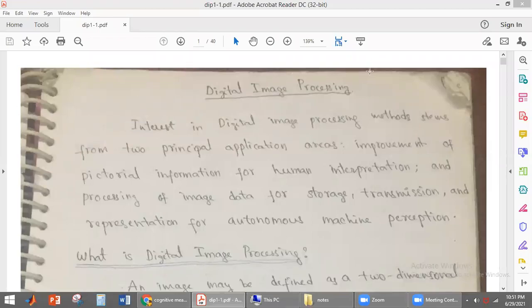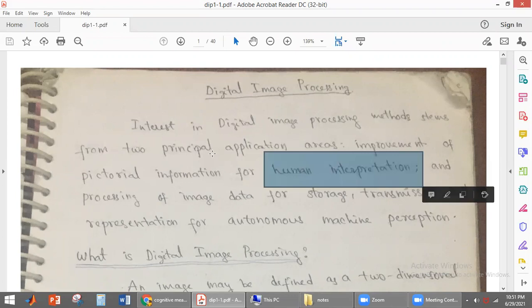Digital image processing. The interest in digital image processing arose due to two application areas. The first one is improvement of picture information for human interpretation. Whenever a human sees an image, the quality of the image should be improved. That is the first area due to which image processing was introduced.